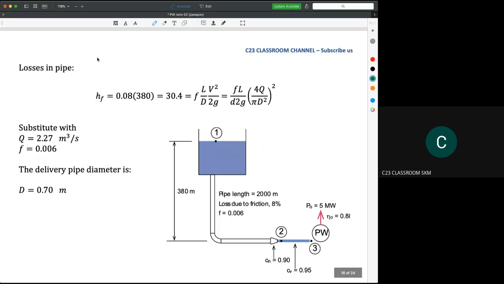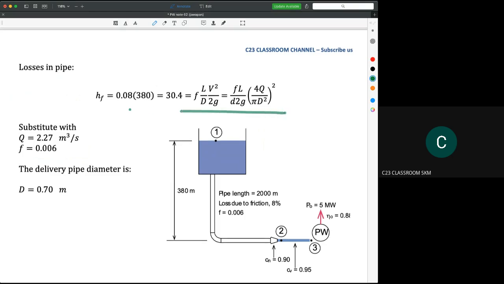Then we want to calculate the diameter. Maybe we could calculate using the major loss here. We know it is equal to 30.4 meters. This is the equation of major loss. Because it is difficult for us to determine the velocity inside this pipe, we replace the term of velocity with the term of flow rate. So you need to substitute with this term. In previous notes, I already showed you how to solve this.